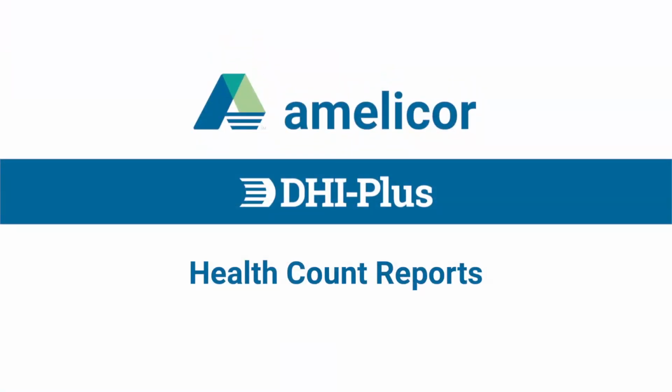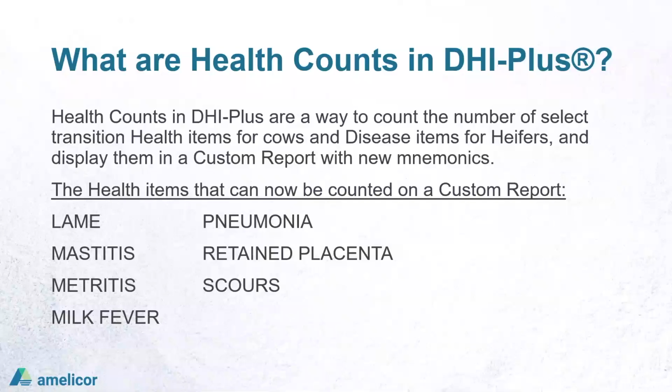This video is to help understand how to use DHI Plus health counts in the DHI Plus custom reports. There have been some new health count mnemonics developed to help you count the incident rates of DHI Plus health items. For example, the transition items that we want to count in DHI Plus would be lame, mastitis, metritis, milk fever, pneumonia, retained placenta, and with heifers we can do scours and pneumonia and lame.